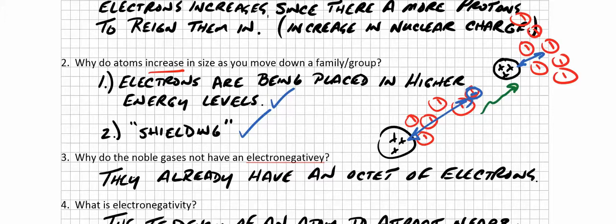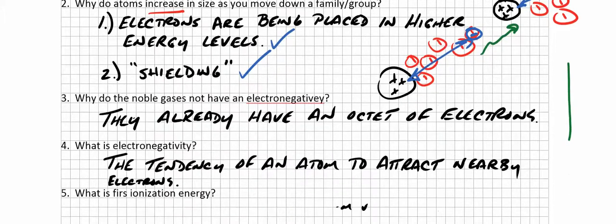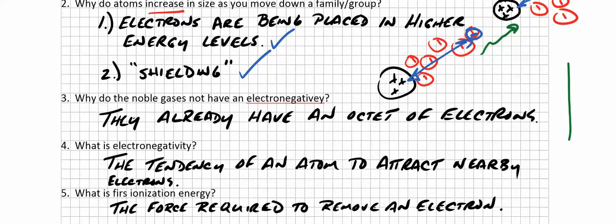Now, let's take a look at another question. In fact, let's drop down to number 4. And what we want to do is define electronegativity first. So what is electronegativity? It is the tendency of an atom to attract nearby electrons.